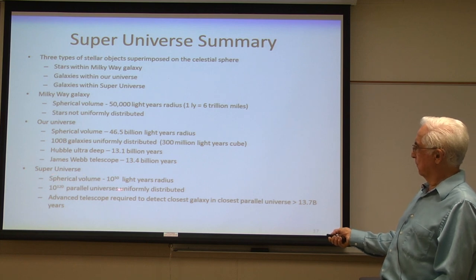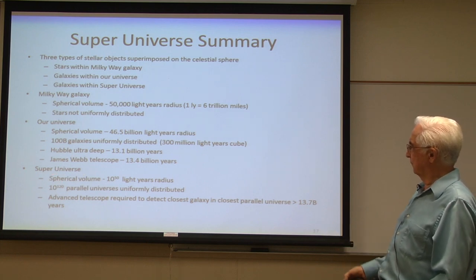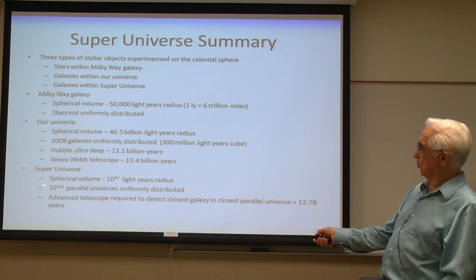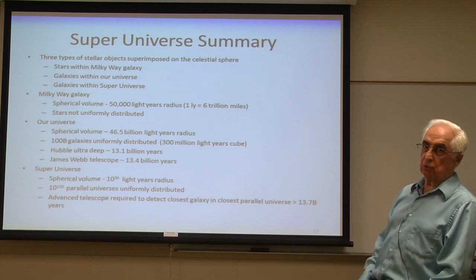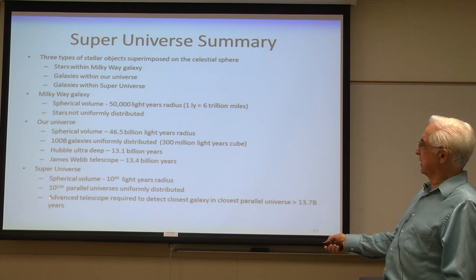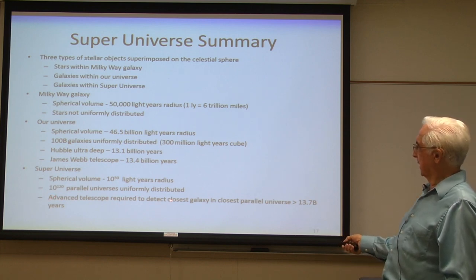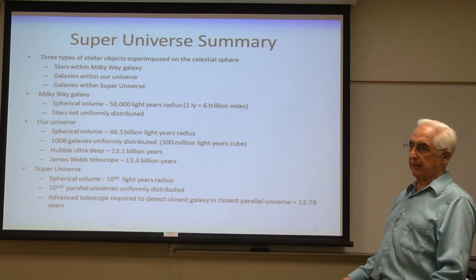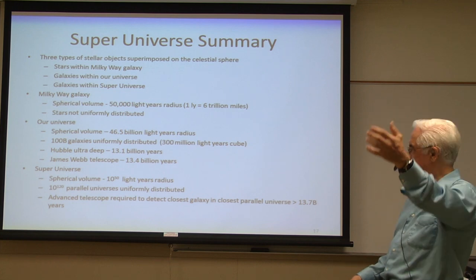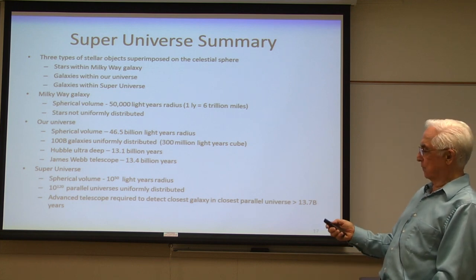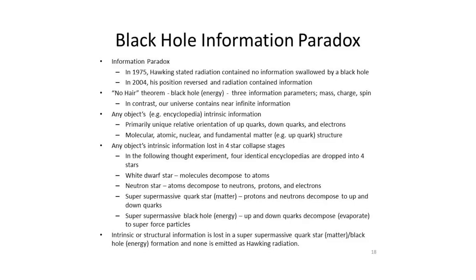The super universe is a spherical volume. It has a 10 to the 50th light year radius, and there are 10 to the 120th parallel universes uniformly distributed in the super universe. We need an advanced telescope to detect the closest galaxy in the closest parallel universe, or a galaxy which is beyond the 13.7 billion light year boundary of our universe.